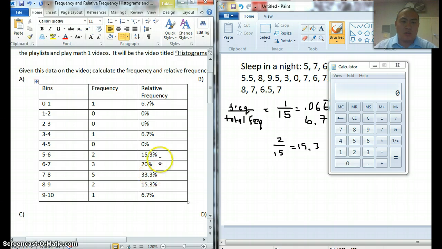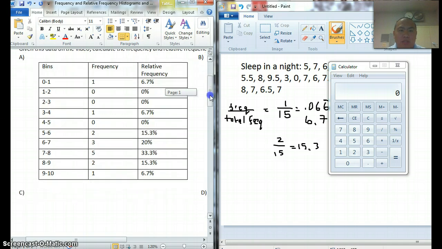Okay. From here, if you calculate all of the relative frequencies, you should be able to get something close to 100%. And if it's not 100%, then it's because there's a little bit of rounding error from us, but it should be close to like 99 point something. But essentially, if you added it all up, it should be 100%. Okay, so that's what you want to do for A, to get frequency and relative frequency.